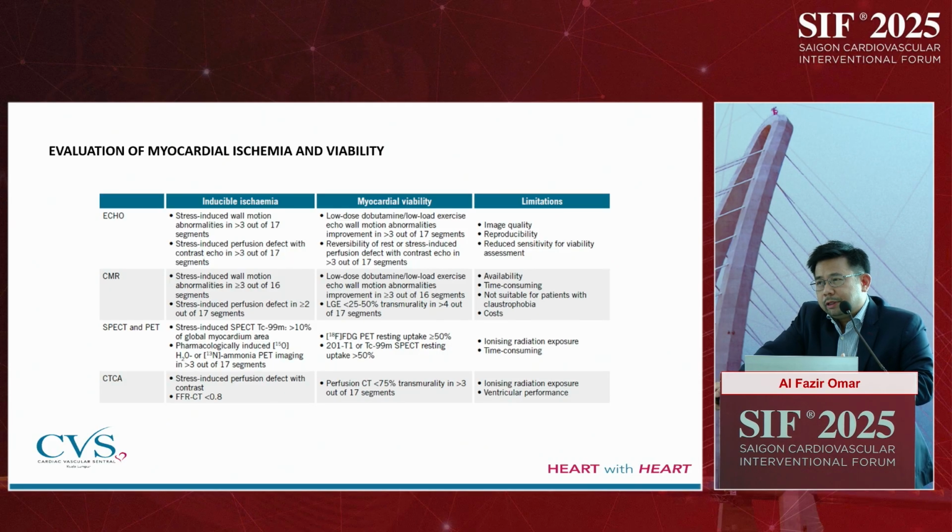And then you can also check whether they are viable, whether they are hibernating. So all of these are important because CTO PCI does carry a slightly higher risk, maybe an increased risk by about 2 to 3% for complications, bleeding, and so forth. You can also do a SPECT or PET scan and a CT FFR if you have such a device.